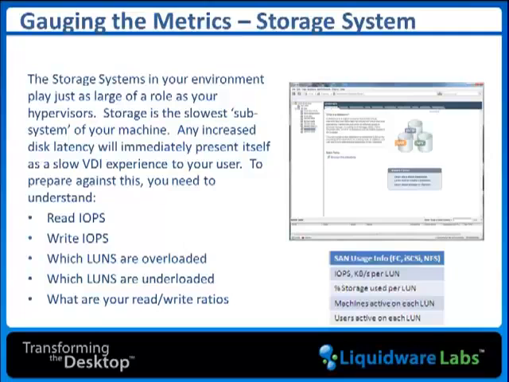To protect against this and to prepare against it as well, you need to understand all of these following areas, which include read IOPS, write IOPS, which ones are overloaded, which ones are underloaded, what your read-write ratios are, etc. I've had some folks say to me, well, we actually have the ability to look at input-output rates, so we'll call it bandwidth. So if I can figure out megabytes a second and kilobytes a second, isn't that just as good as IOPS? And the answer is no, because unfortunately, hard drives don't really speak in terms of bandwidth. They speak in terms of IOPS.